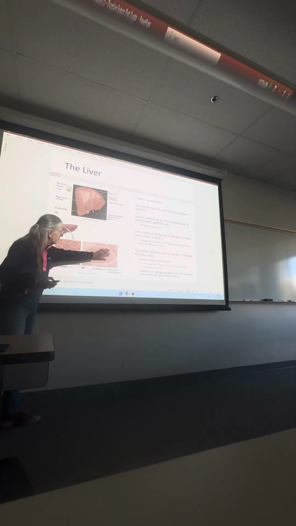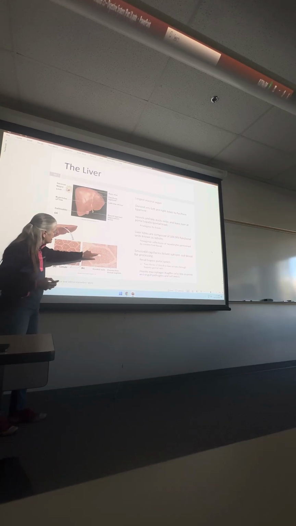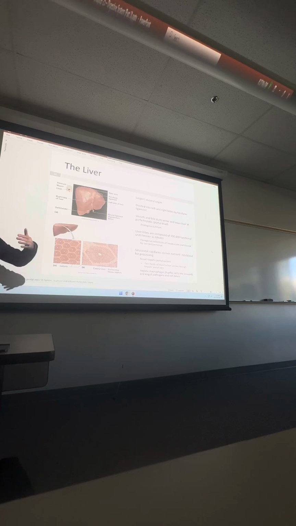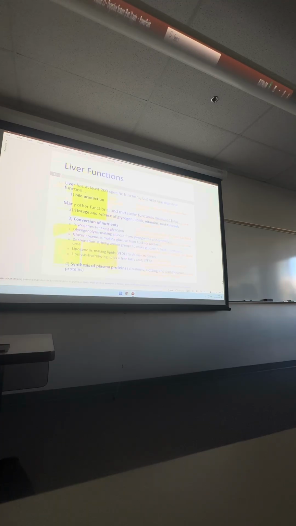So, once that blood percolates through the sinusoids, it ends up in the central vein. These central veins merge to form hepatic veins. The hepatic veins then dump into the inferior vena cava and back up to the heart. Back to the lungs, back to the heart, back to the body. And around and around and around we go. So that's the basics for the liver.